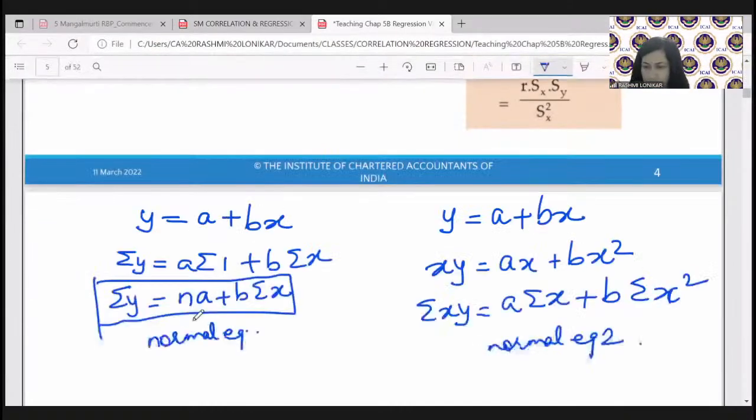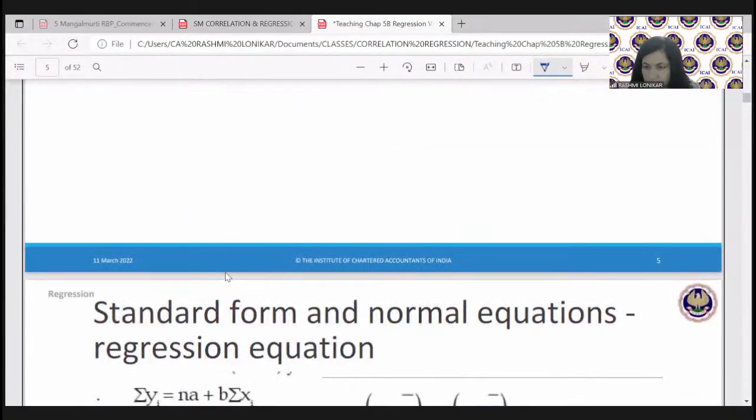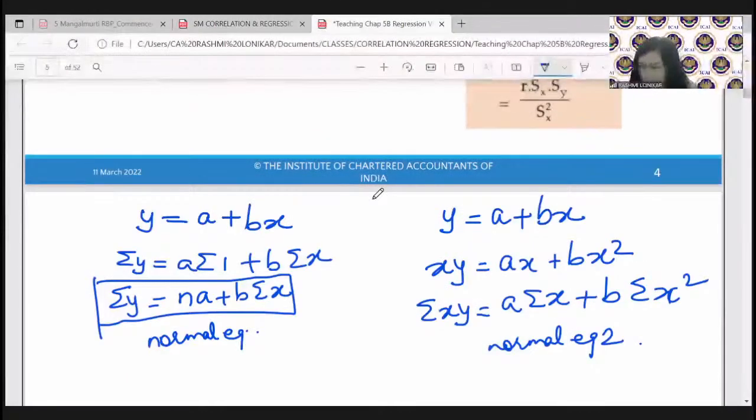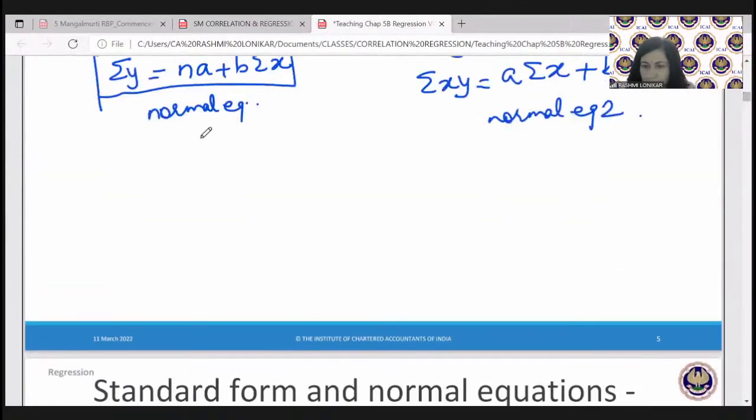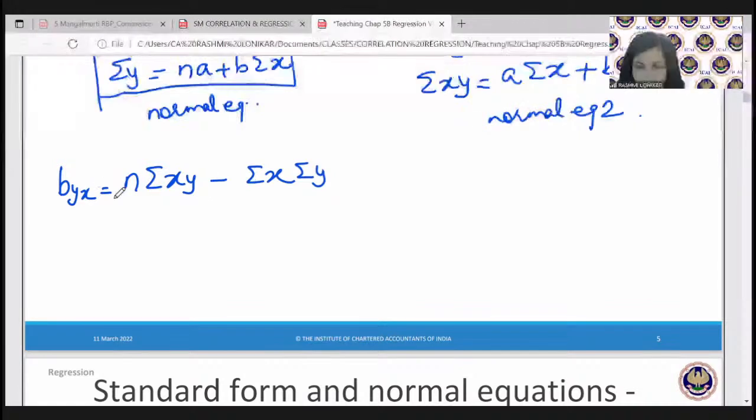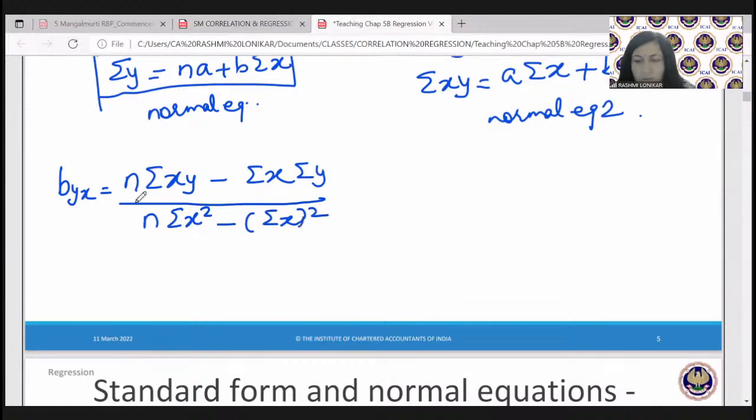Now we also have this. The reason we are using all these different formulas is that, depending on the data given to you, you will be using different formulas. byx is equal to n summation xy minus summation x summation y upon n summation x square minus summation x the whole square. This is one formula I know.